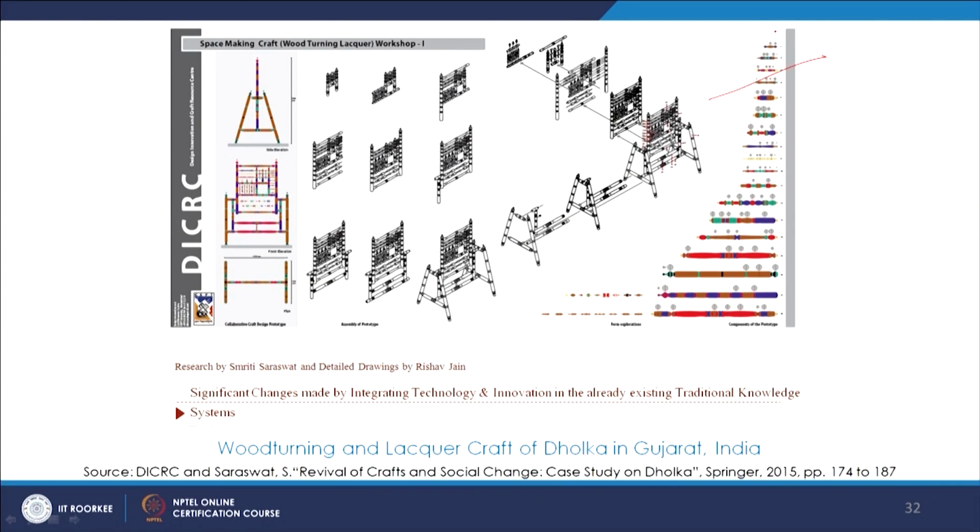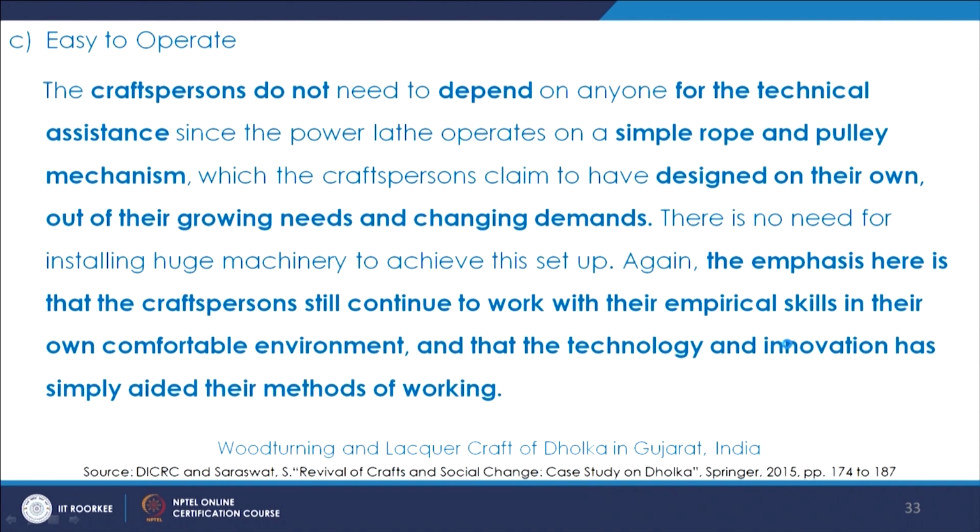So drawings were made, the team worked on it, the entire assembly system was understood, the different sections were drawn with all the dimensions, and this is now installed there. And like I said, craft persons do not depend on others for technical assistance. This power lathe is easy to operate, and it accommodates the growing need and changing demands of the market.